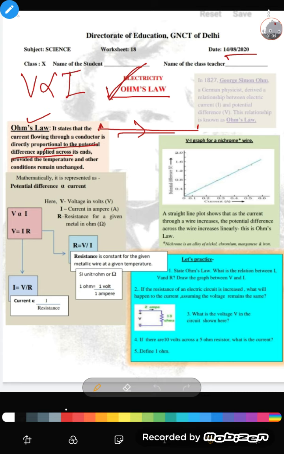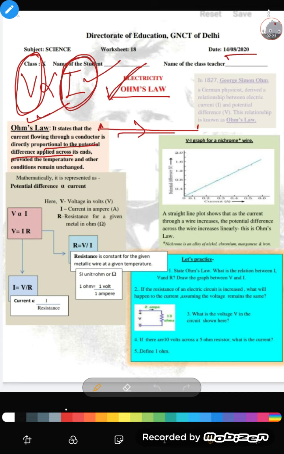As the potential difference increases, the amount of current also increases. Means if the amount of current increases in this circuit, the potential difference across its two ends also increases. For example, if we double the potential difference across the ends of the conductor, the current flowing in it also gets doubled. Okay, and if we halve the value of potential difference, then the flowing current also gets halved. Okay, this is according to Ohm's law.